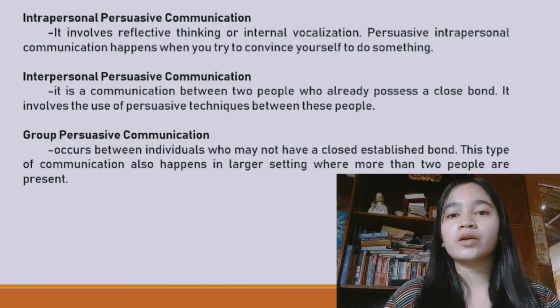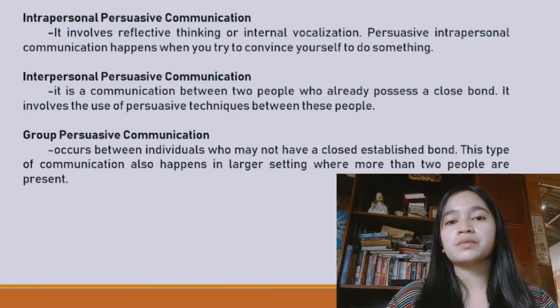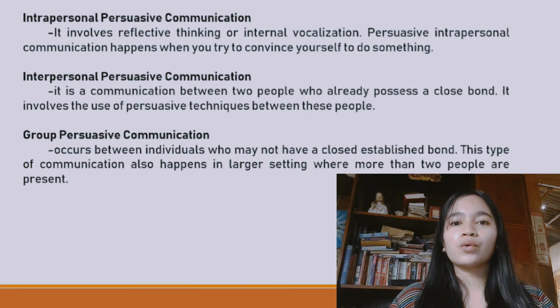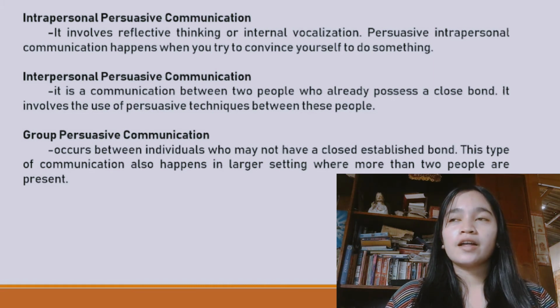The next topic that we are going to discuss is the different types of persuasive communication. Correct me if I'm wrong, kung mali po itong nakuha ko na types ng persuasive communication.